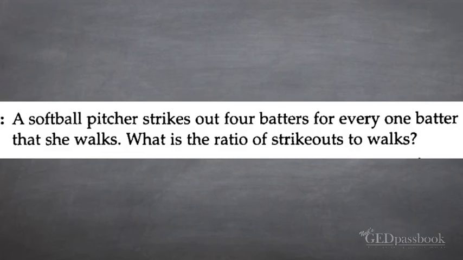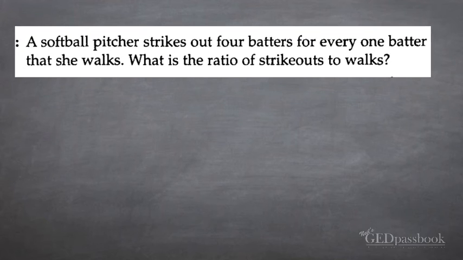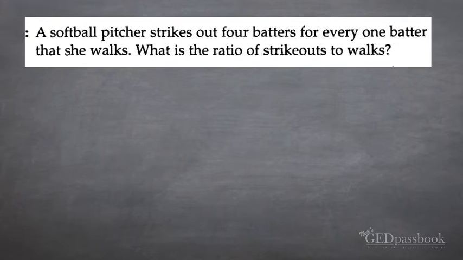So I'm going to try to pull up an example very quick. Hopefully I still have it. If not, we are at a loss. Beautiful. So, here is a word problem. Very short, very small. A softball pitcher strikes out 4 batters for every 1 batter that she walks. What is the ratio of strikeouts to walks? So there is the word right there.